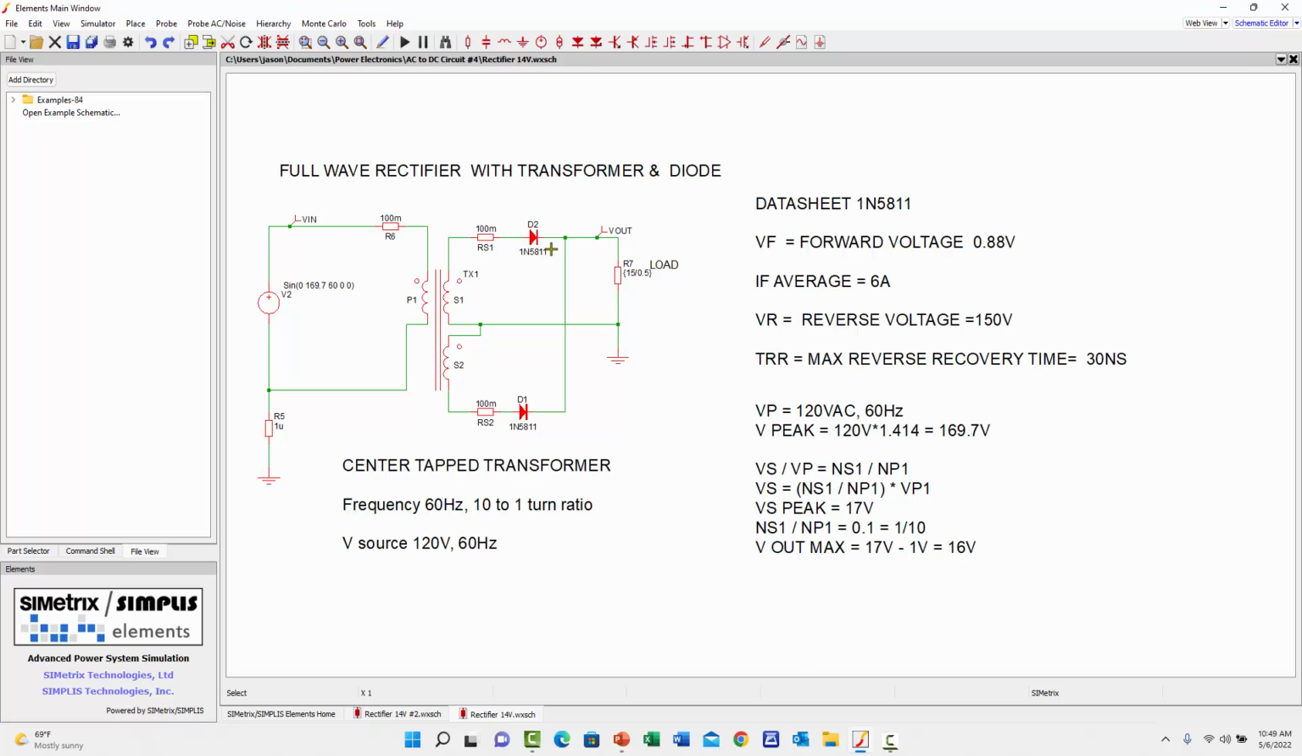Then if you drop about 1 volt across the diode, the output will be 17 volt minus 1 volt. We will get a peak voltage of 16 volt at the output. So let me do the simulation and you will see it more clearly.